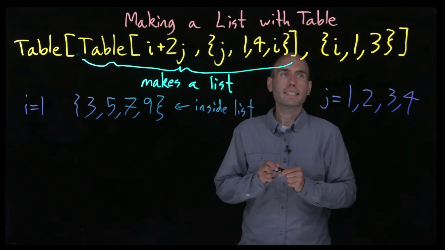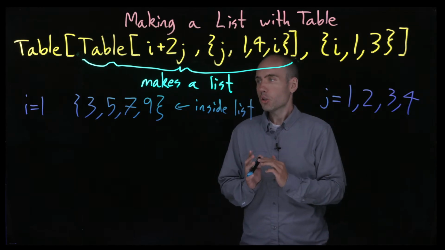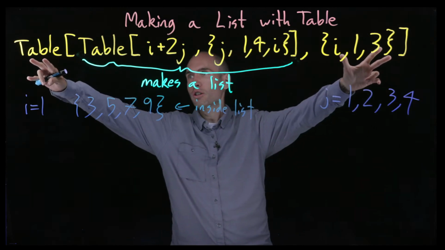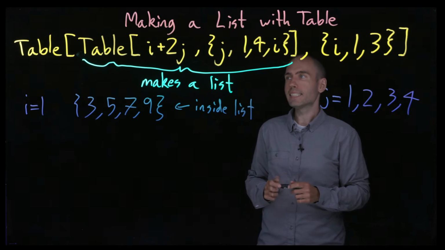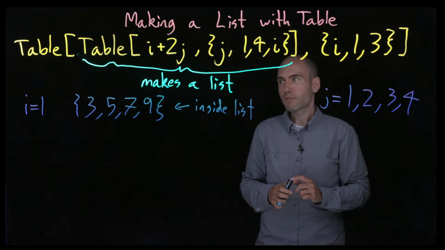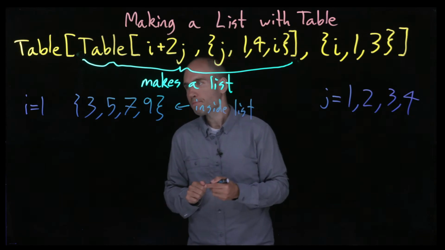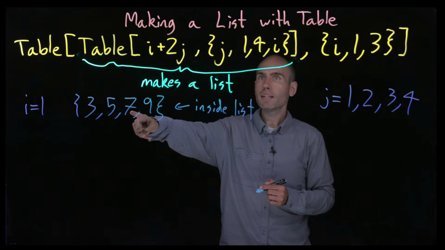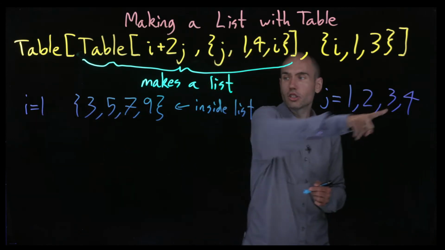Think of this as being completely analogous to nested for loops. Here is my outer for loop. Here is my inner for loop. It's just a little different syntax in Mathematica from how it works in MATLAB, but it's the same kind of idea. So for example, this number 7 was produced by i equals 1, j equals 3.